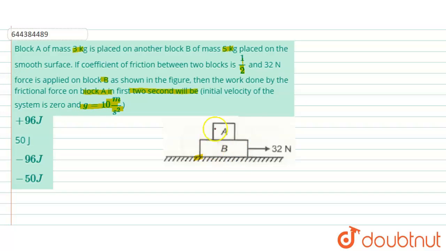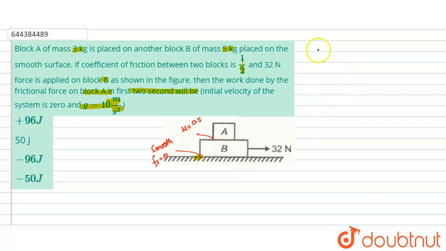Let us first understand what will happen to this system of masses. See, this surface is smooth, so there is no friction force here. So this 32 Newton acting on this block B will accelerate this block, and here we have friction, with the coefficient 0.5. If this 32 Newton force is acting on the block B, it will start accelerating and the combined system will move with some acceleration. Let us try to see what that acceleration will be first.